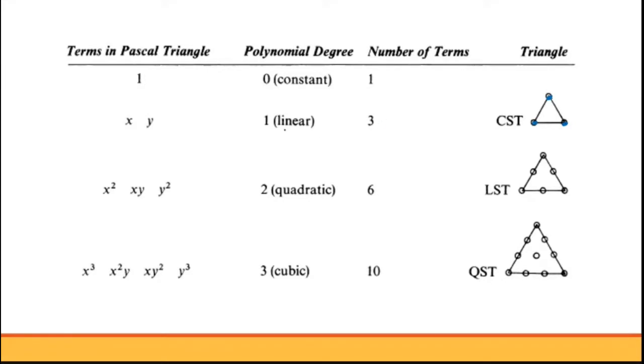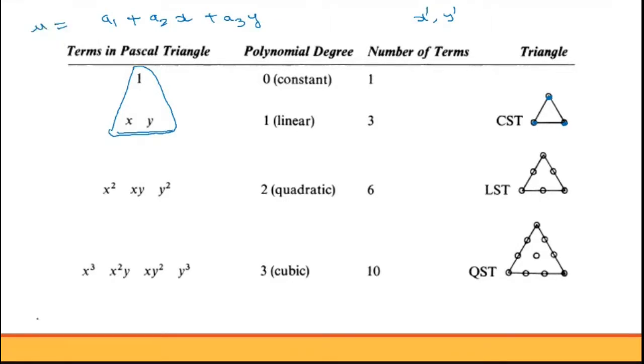You need 3. What is your polynomial degree? 1, which means you will get x power 1, y power 1. So you have to consider your polynomial like this, with 3 terms. We write it as a1 plus a2x plus a3y. So this is my u, right?